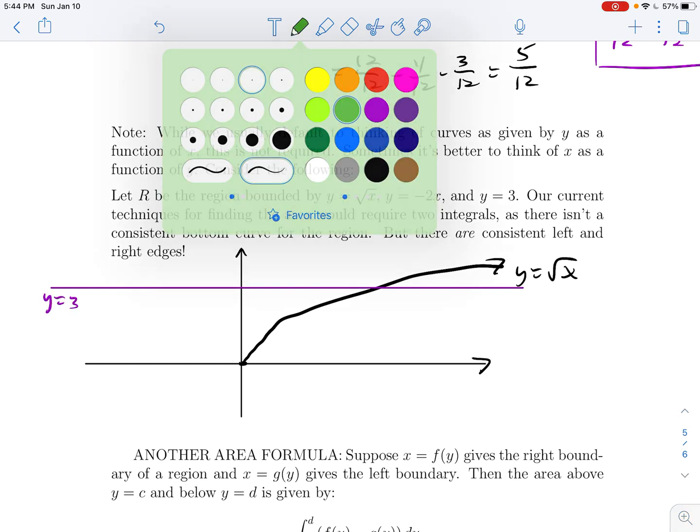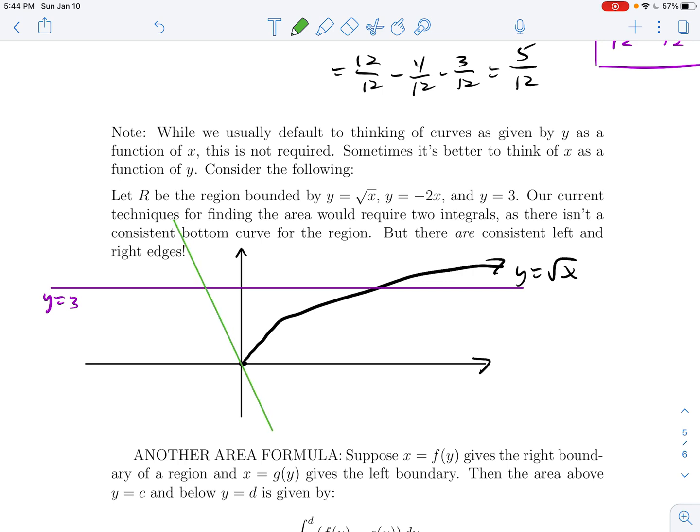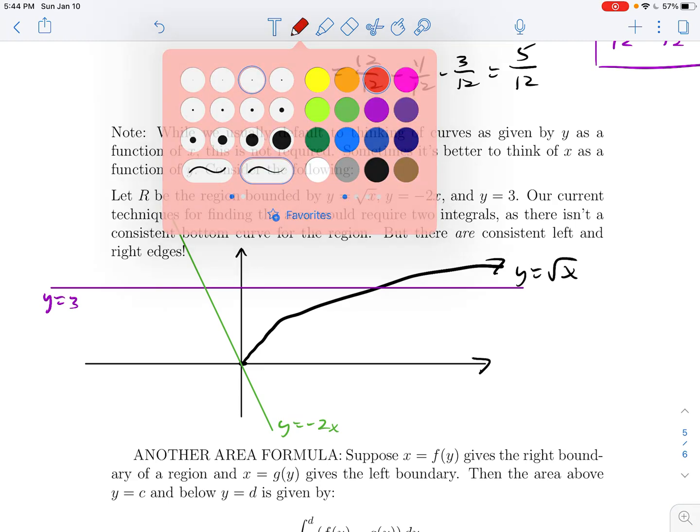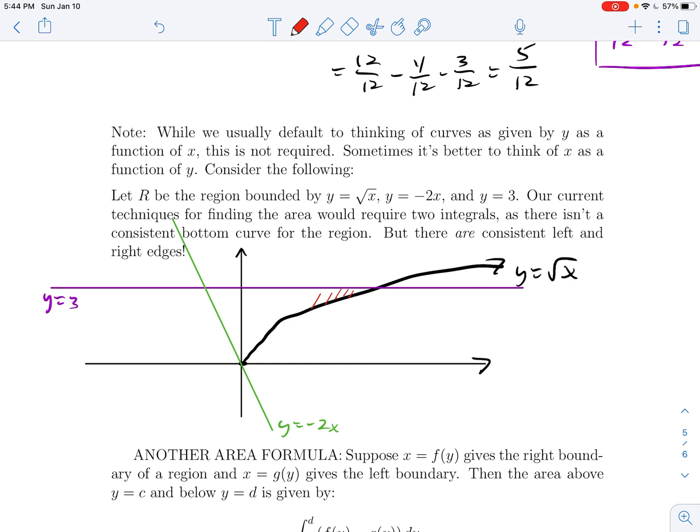And y equals negative 2x is something like so. Right, so this is just a schematic. And suppose we were trying to find the region that has those three sides. If we were to do this using our usual techniques, we would have to break it up because there's not a single function that marks the bottom of that region.